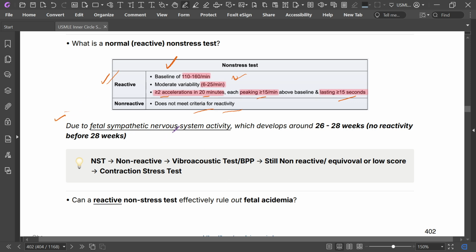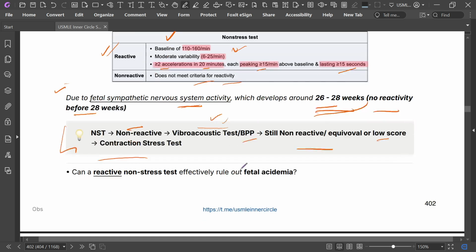Reactivity is due to fetal sympathetic nervous system activity, which develops around 26 to 28 weeks. There is no reactivity before 28 weeks. So first, do a non-stress test. If it is non-reactive, then do a vibroacoustic test. If still non-reactive, do a biophysical profile, and if still non-reactive or equivocal with a low score, do a contraction stress test.